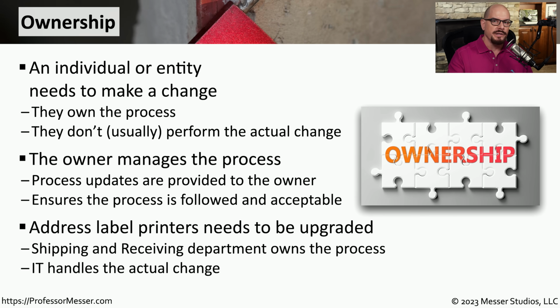For example, your organization may have a department for shipping and receiving, and there may be information that they've received that says their address label printers need to be upgraded. In this example, the shipping and receiving department is the owner of this process, and they're going to hand that off to their IT team to handle the actual change to the printing software.